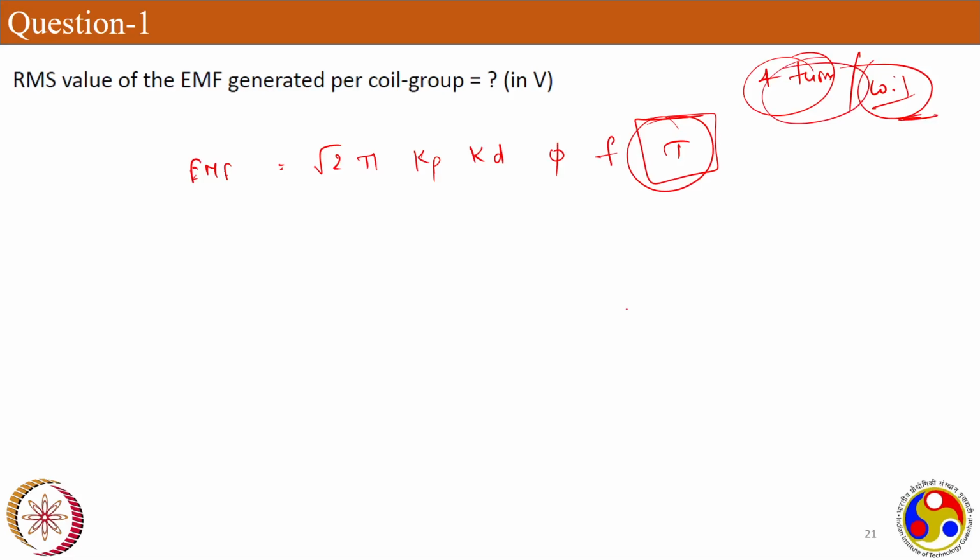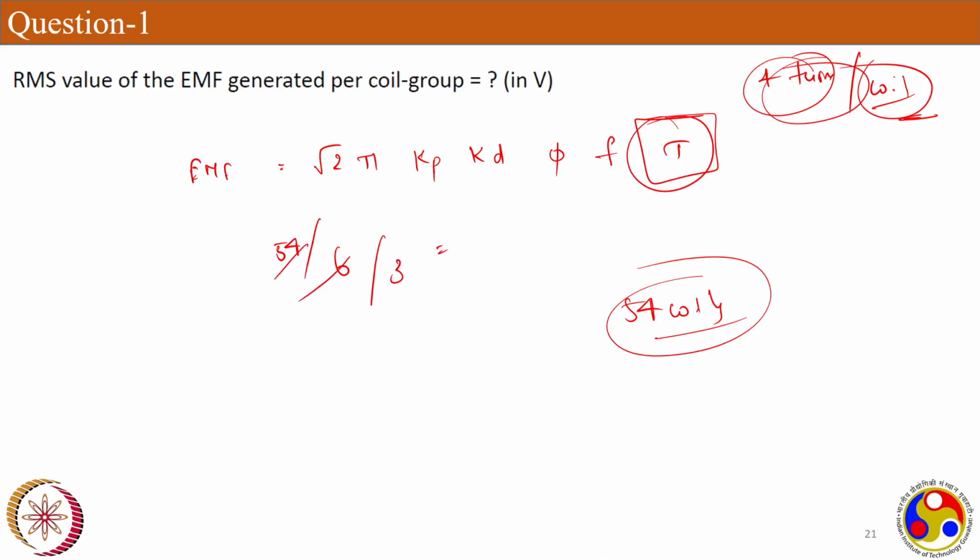Now to calculate the coil groups, there are 54 coils. When they say a group, they mean how many coils are there per pole per phase. So there are 54 coils, and it's a 6 pole machine. If it's a 4 pole or a 2 pole, you divide like that. And per phase, 54 divided by 6 is 9, and 9 divided by 3 is 3. So for each coil group, there are 3 coils.